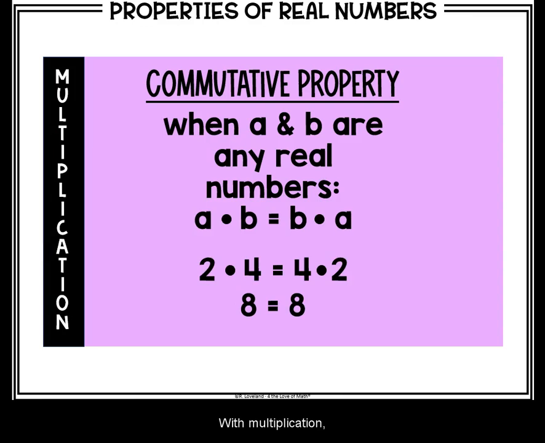With multiplication, it's the same thing. When a and b are any real numbers, a times b is equal to b times a. So 2 times 4 is the same as 4 times 2. They both give us 8.